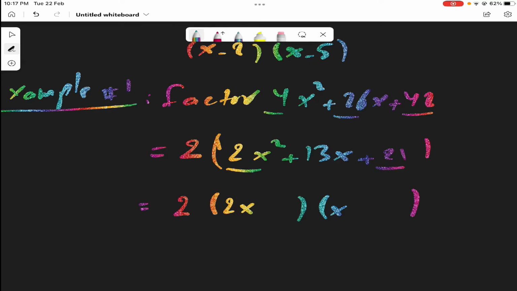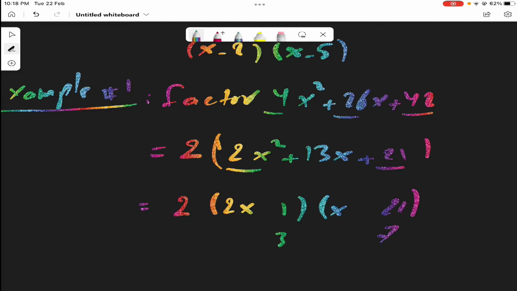Now, what gives me 21? We have many possibilities. There is 1 and 21. There is 3 and 7. Maybe positive, maybe negative, but since I don't have negative in the whole question, I don't think about negative. How do I know which couple is the correct answer, 1 and 21 or 3 and 7? And are they in the correct positions or not?